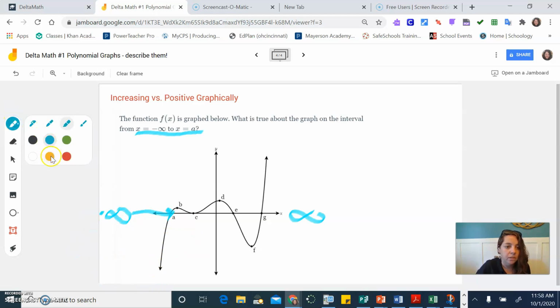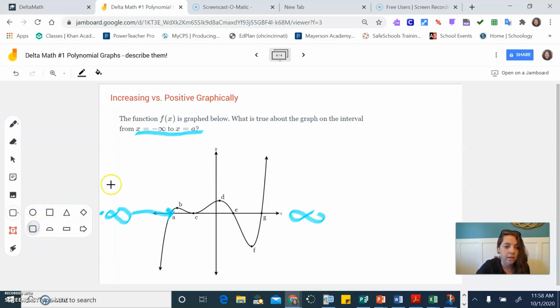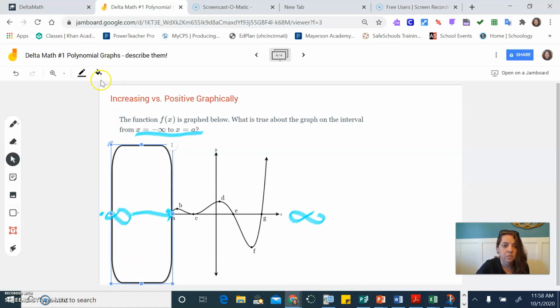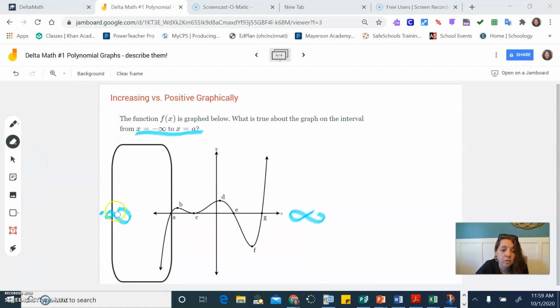So if we think of it this way, if I draw a little shaded area, they're asking about from A and then in this direction. So if I put a little box in the area that I care about, then I can see which part of the graph I actually care about. I only care about this part of the graph right here. That's all they're asking me about. Okay, starting here, going in that direction.